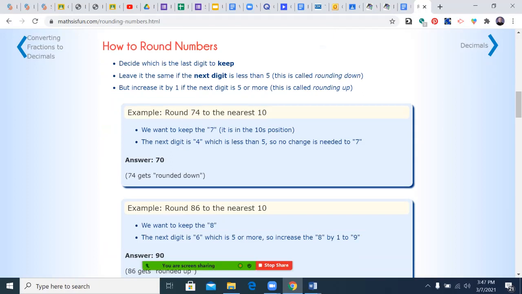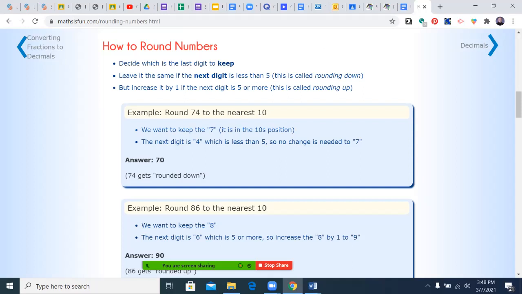How to round numbers. Decide which is the last digit to keep. That is the spot we are rounding to. Leave it the same if the next digit, when you look next door, is less than 5. This is called rounding down, even though it's really keeping it the same. But increase it by 1 if the next digit is 5 or more. That's called rounding up.